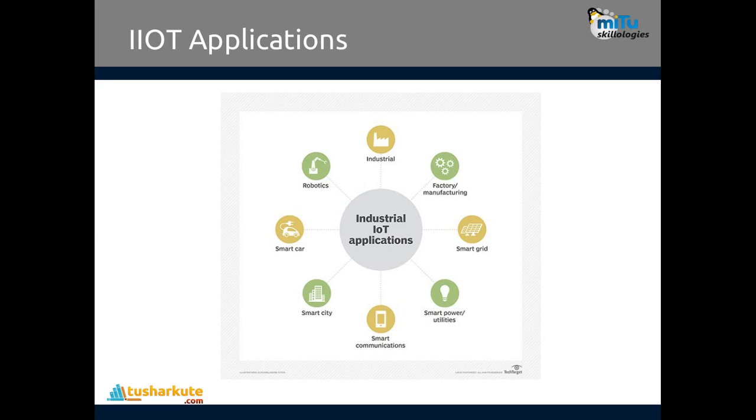Common industrial applications: in manufacturing sectors, factory or manufacturing sectors, we can implement IIoT easily. Smart grid, yes, electricity applications, that is smart power and utility applications. Smart communications: in communication industries also, we have huge applications of IIoT where it can be implemented easily. Smart city, one of the current trends.